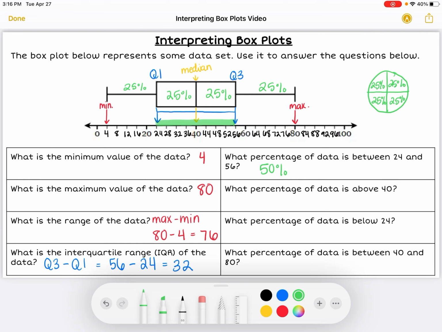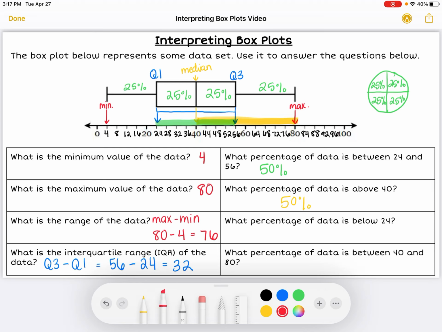The next question says, what percentage of data is above 40? So if I look for 40, 40 is my median line in the middle, and it says above 40. So we want everything to the right of 40. So I have 25% in the right half of the box, and then I have another 25% in that right branch. So that means it is a total of 50% also. So half the data is above the median. That makes sense. The median is 40. That splits the data in half. So that means 50% of the data is above 40, and then 50% of the data would also be below 40.